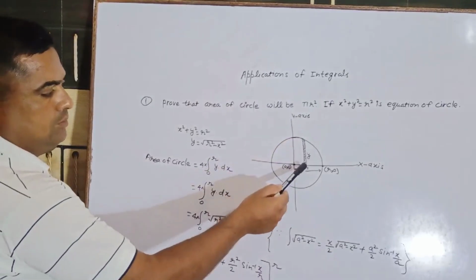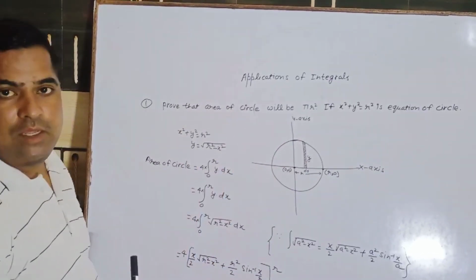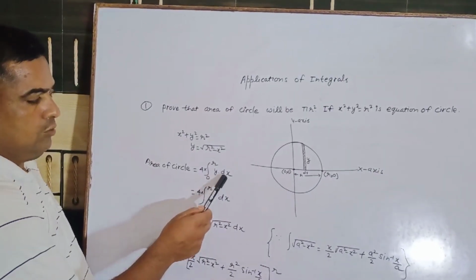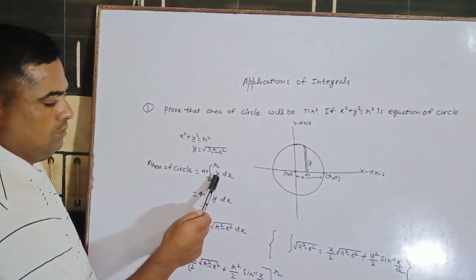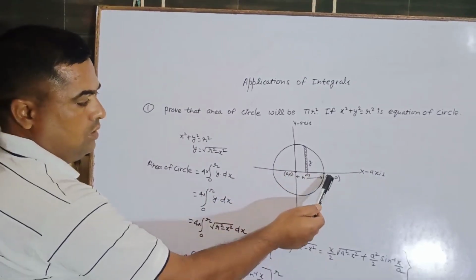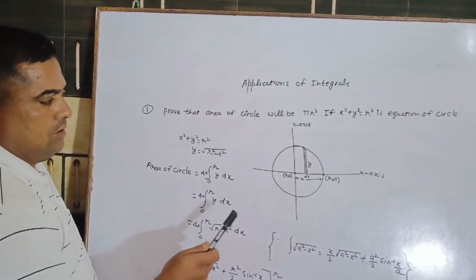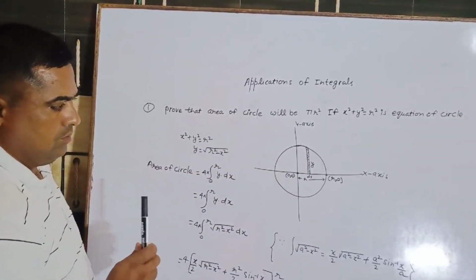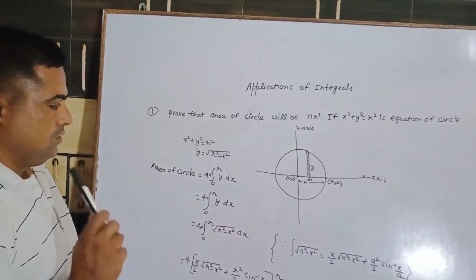We are cutting one strip in the first quadrant. The breadth of the strip is dx and the length will be y. So the area of this strip will be y into dx, meaning length into breadth, and we are doing the integral from 0 to r, and we multiply by 4 because we have to get the area in 4 quadrants. Correct? Now students, what will we do?